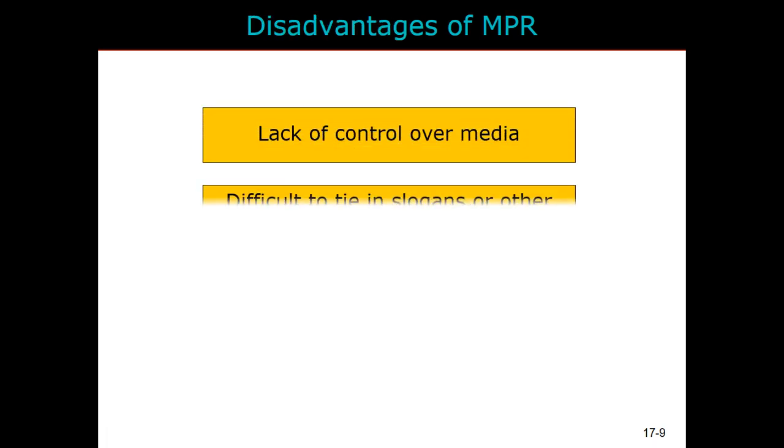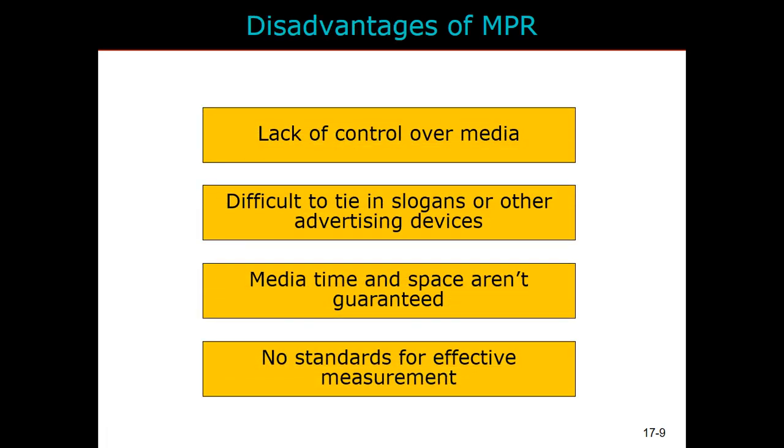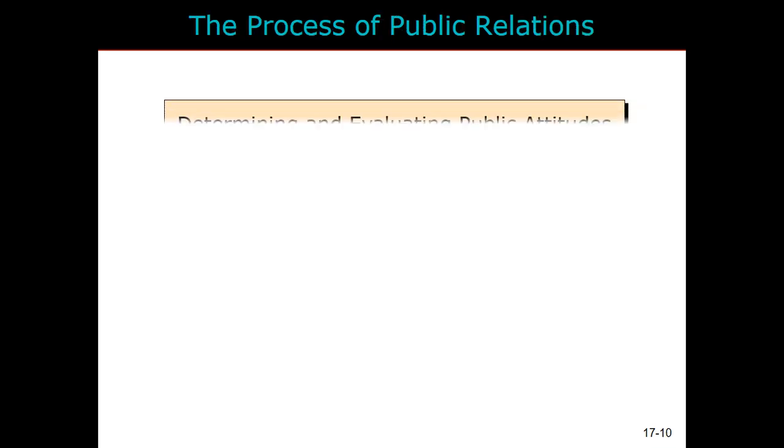But there are disadvantages of MPR. There could be a lack of control over media. You don't know what they might write about you or talk about you. It could be difficult to tie in slogans or other advertising devices. Media time and space are not always guaranteed. And there's no standard for effective measurement. That's a disadvantage.